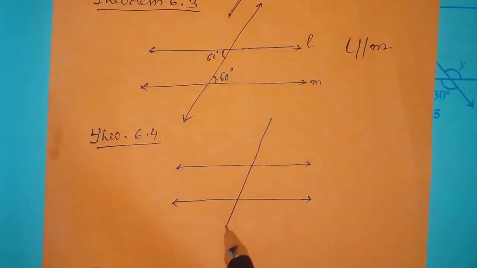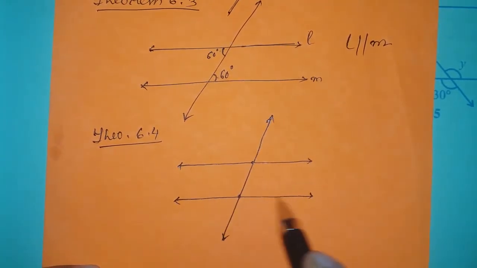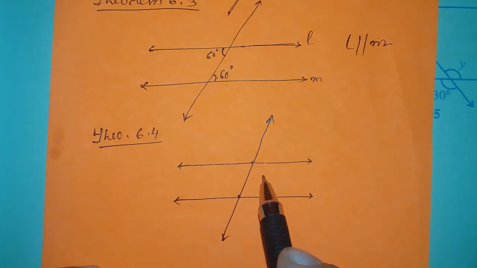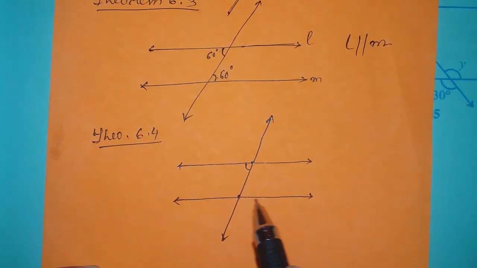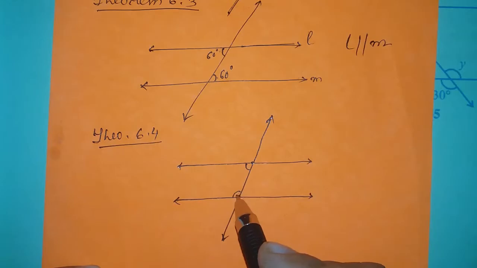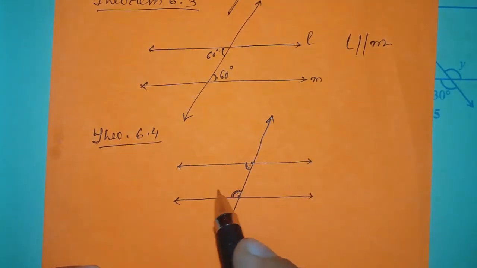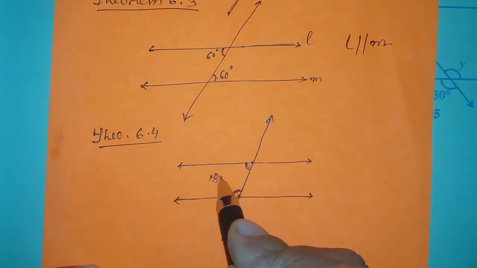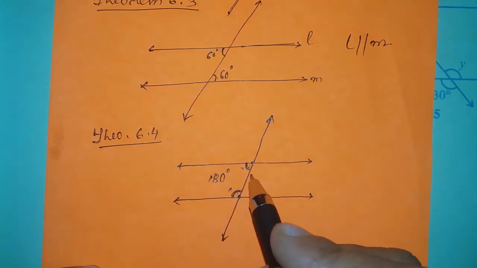So here it says if a transversal intersects two parallel lines, then each pair of interior angles on the same side of the transversal is supplementary, which means this is on the left side, this is also on the left side, and these two angles are interior. These two angles are supplementary, which means the sum of this angle and this angle is 180 degrees. So they are also known as co-interior angles.